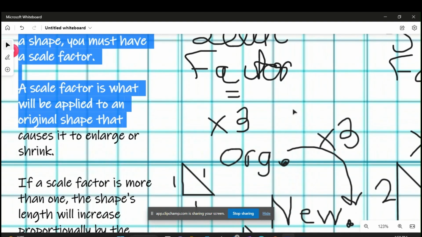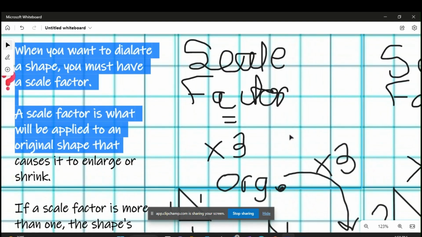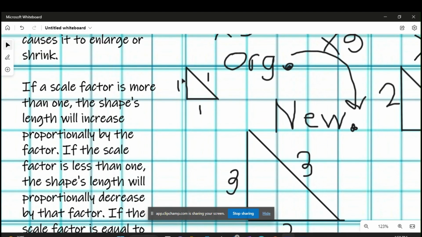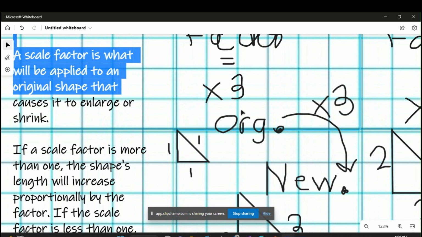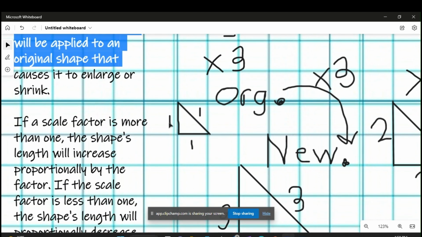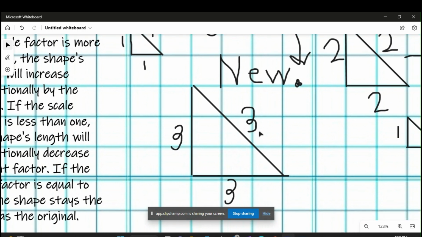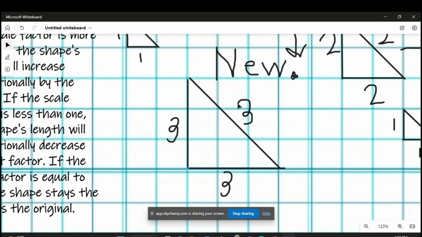Okay, here are some examples. So if the scale factor were 3, this would be an example. The side lengths of this shape, which is the original, is 1 by 1 by 1. And since the scale factor is 3, we need to multiply each side length by 3. 1 times 3, as you know, is 3. And same thing for all the sides, and each one will get 3. And this will be our new shape.